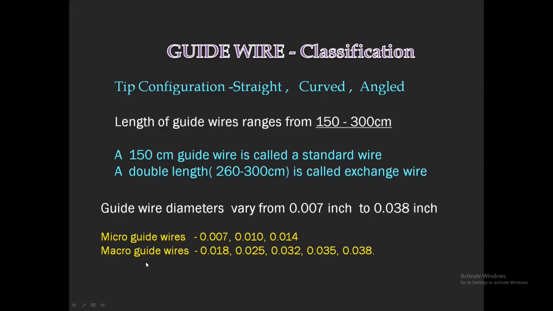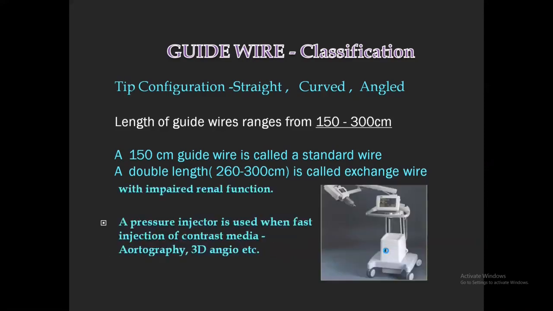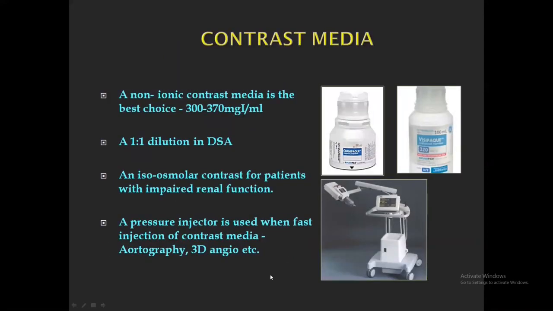Micro guide wires and macro guide wires: anything less than 0.014 inch is called a micro guide wire, and anything more than that is a macro guide wire. Then again, guide wires have some classification like stiff wire, soft wire, like that. Another classification criterion is also there.